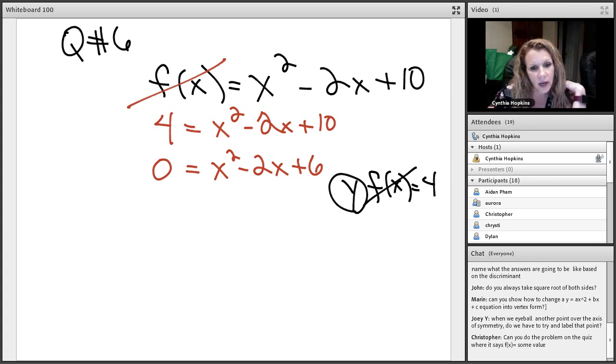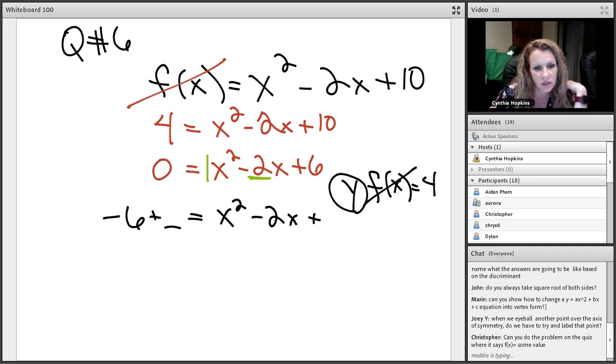Okay, so I noticed that my first leading coefficient is a 1 and that my middle coefficient is even. So this is such a perfect candidate for completing the square. So as you know, you subtract the 6 to the other side. Notice I left some room because I'm going to be saying plus blank in just a minute. And then on the right side of the equal sign, I have my x squared minus 2x. And then here I'm going to write plus blank.